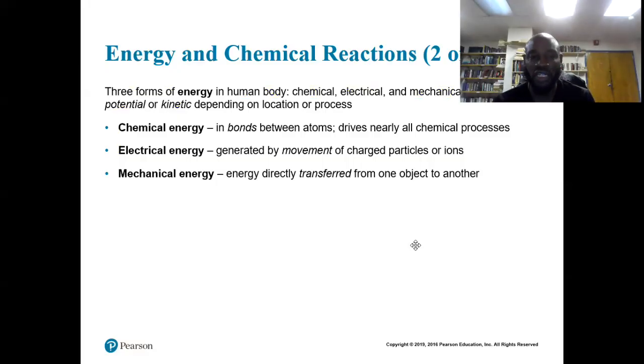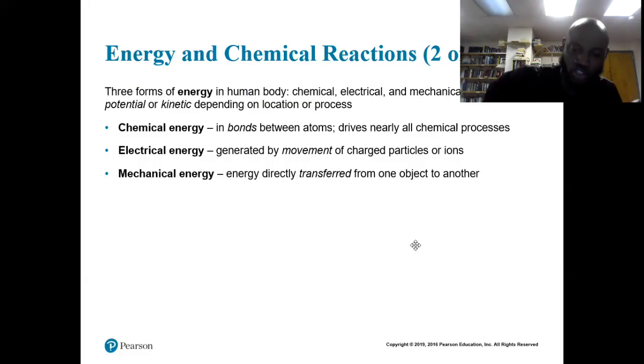Right? Chemical energy, in between the bonds between the atoms. When we talked about covalent bonds and ionic bonds, those bonds are being held together. There's energy. You have electrical energy generated by the movement of charged particles or ions. So, for instance, think of electricity, movement of electrons, electrical energy. And then you also have mechanical energy. Think of muscles moving. That's energy directly transferred from one object to another.